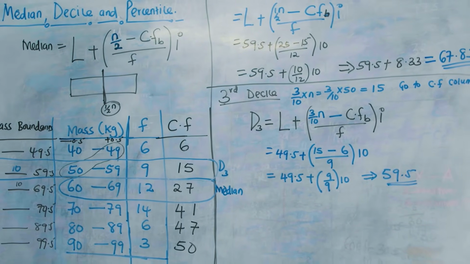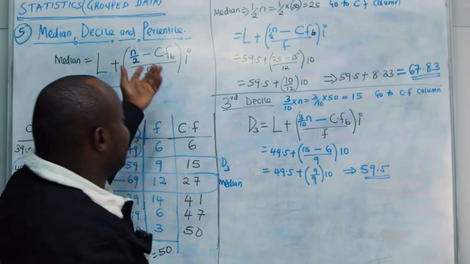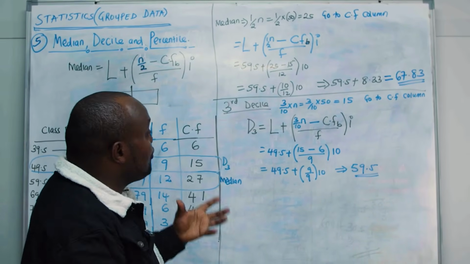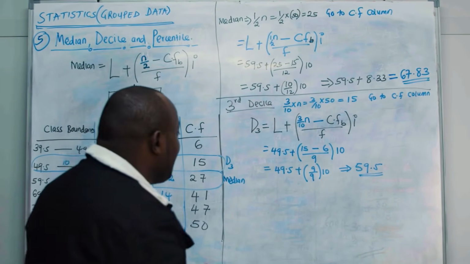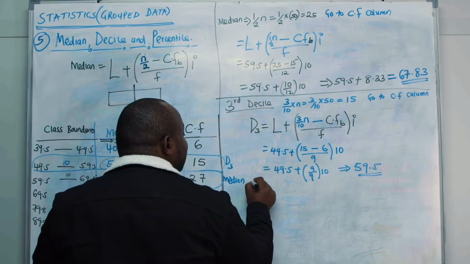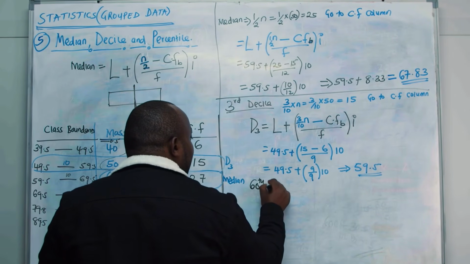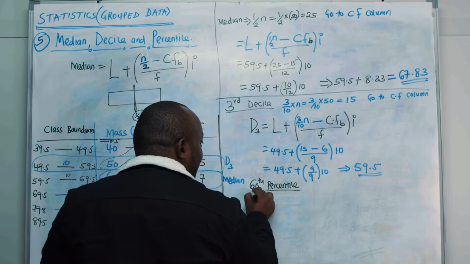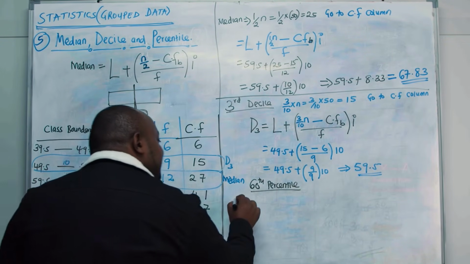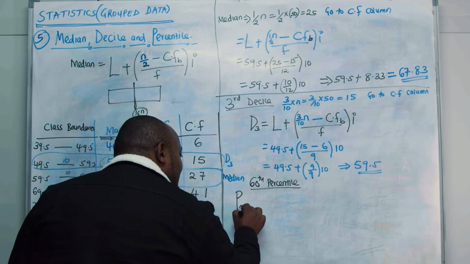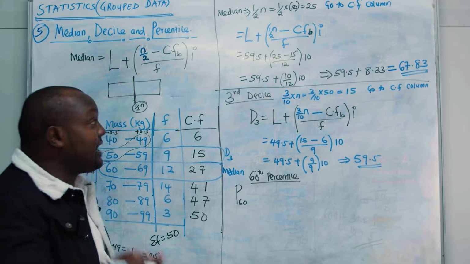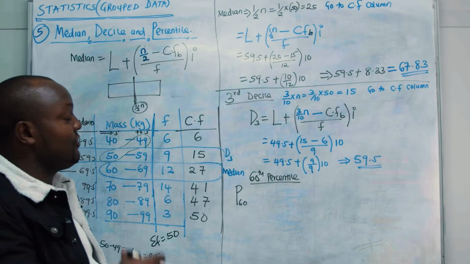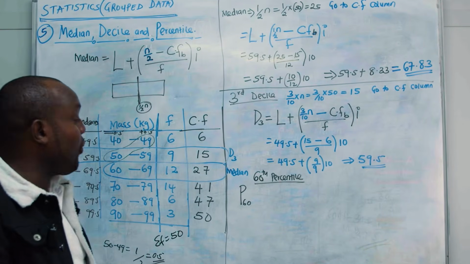So we can proceed. We can proceed even to the percentile. I'm solving this one so that I can show you how they are related. They are almost the same. So we can get the 60th percentile. In this case, I can say 60th percentile, we use P60. We shall look at the next video, we shall look at quartile. We shall be using Q to mean quarter.